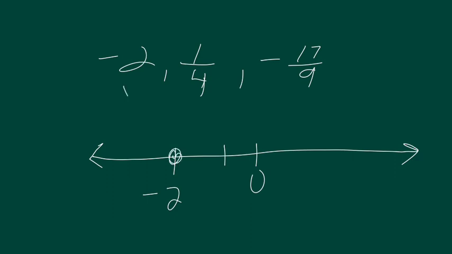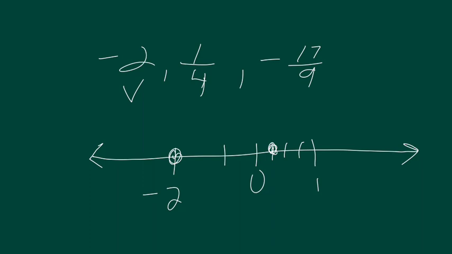Next we'll do another easy one, 1/4. That's between 0 and 1. And if you convert that to a decimal, it's about 0.25. So if you divide the numerator by the denominator, or you could break this into 4 equal parts and put it on the 1st mark. And the last one is negative 17 over 9.